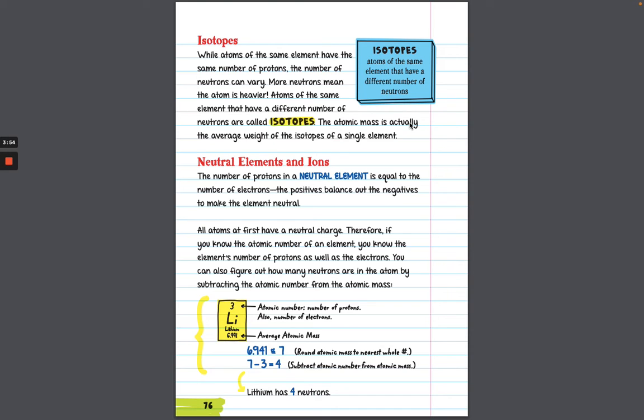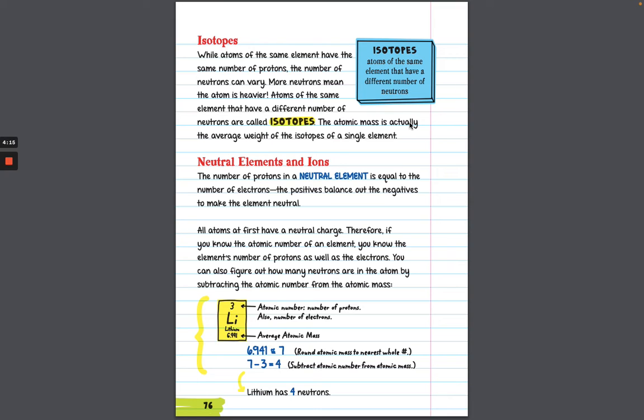Neutral elements and ions. The number of protons in a neutral element is equal to the number of electrons. The positives balance out the negatives to make the element neutral. All atoms at first have a neutral charge. Therefore, if you know the atomic number of an element, you know the element's number of protons as well as the electrons. You can also figure out how many neutrons are in the atom by subtracting the atomic number from the atomic mass.